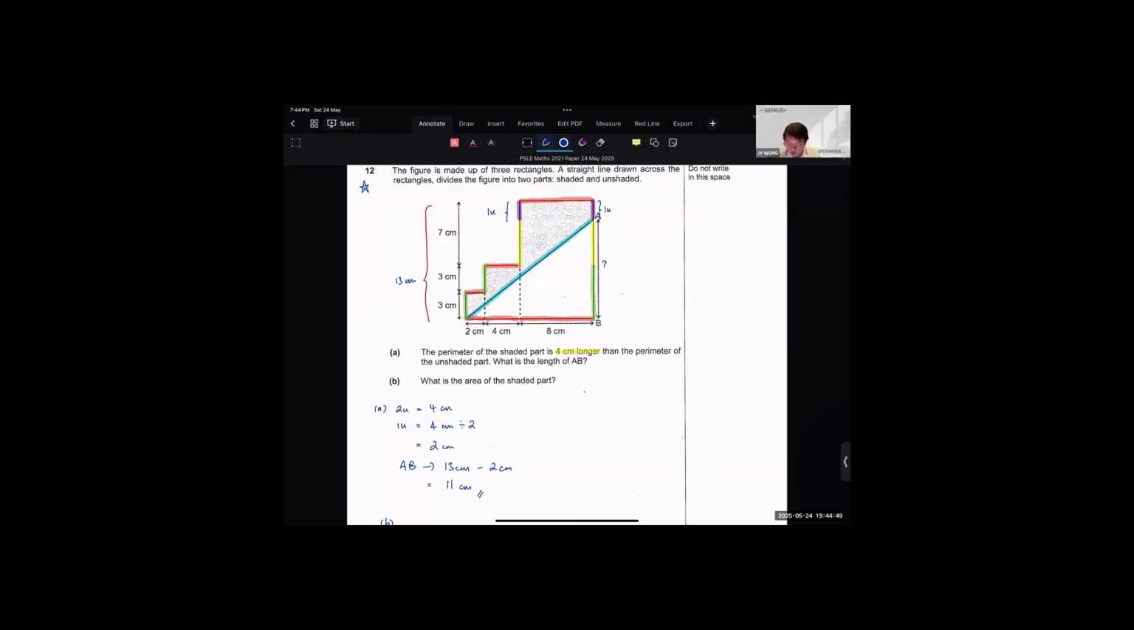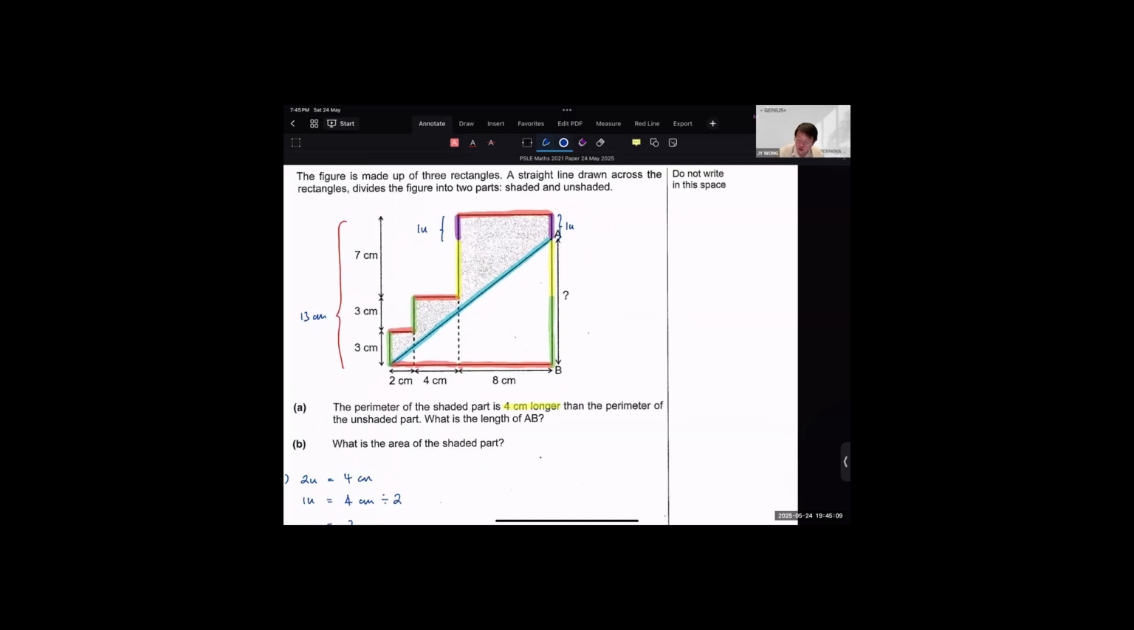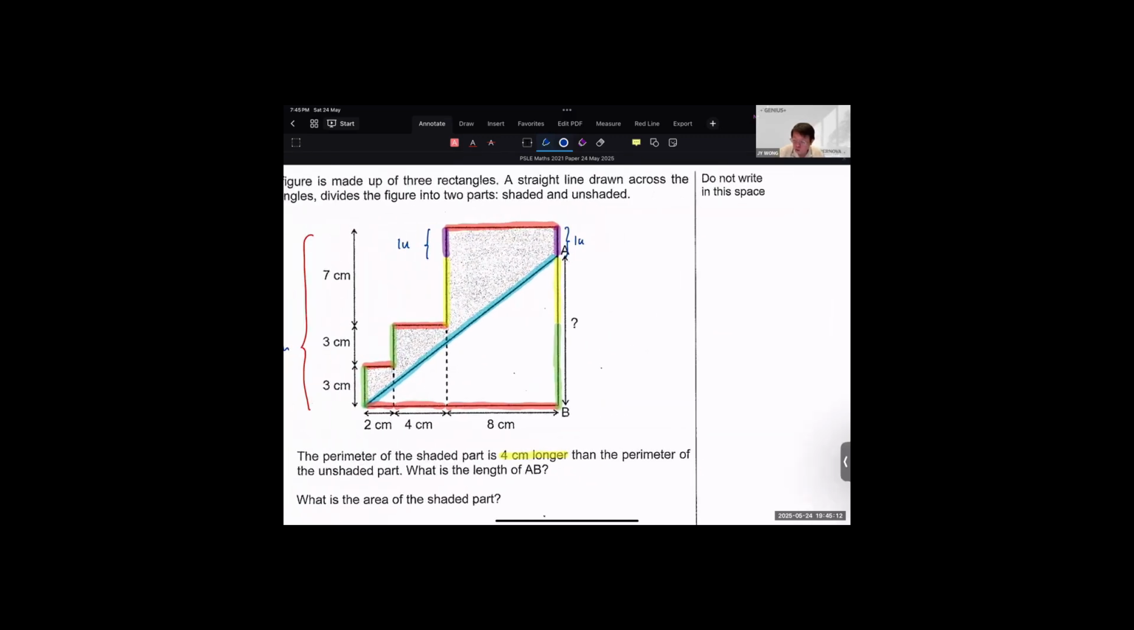What is the area of the shaded part? How to find the area of the shaded part? You should be able to tell me that the area of the shaded part is the area of the three rectangles minus away the area of the large triangle. Correct? There is no way to find the shaded area directly. Don't do funny things. So to find shaded area, you should be able to tell me that is the total area of three rectangles minus away your area of triangle.